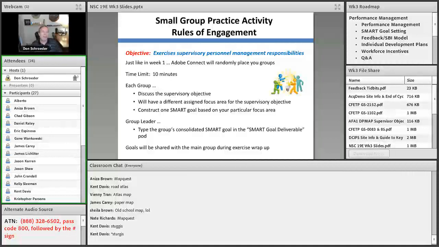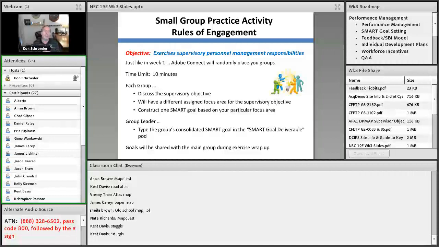But as you see right here, it says your objective for this group activity would have been exercises supervisory personnel management responsibilities. And we identified 5 things the supervisor is required to do. And so we would have broken you into 5 groups. It'd be roughly 5 to 6 people in each group, right? And each of the groups would have brainstormed one of those 5 items. They would only have had about 10 minutes to brainstorm and put into the little chat pods the things that they would try to identify to create that goal.